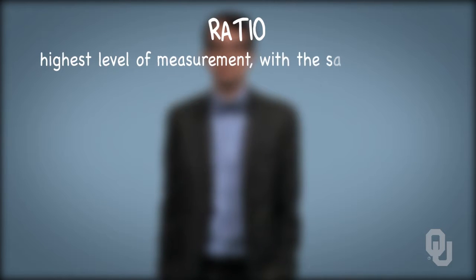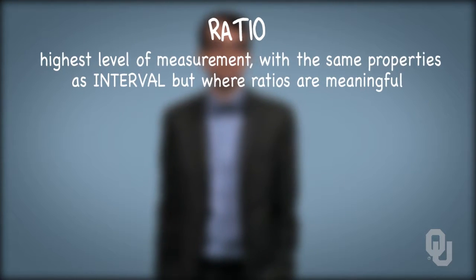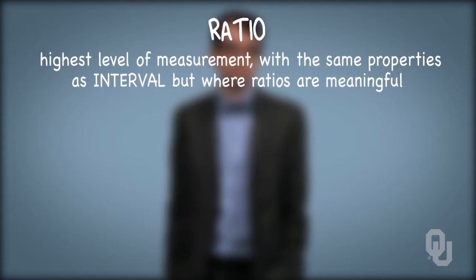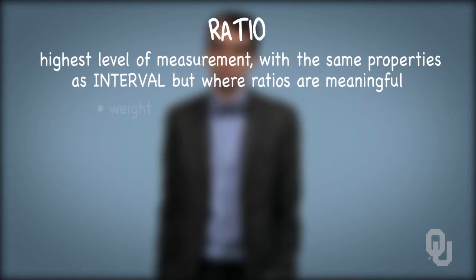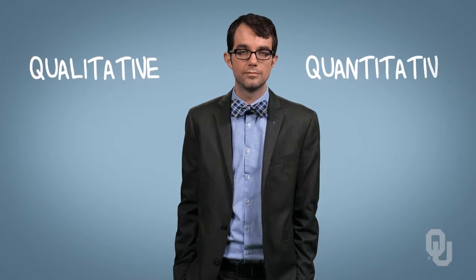The ratio scale is the highest level of measurement, with the same properties as interval, but where ratios are meaningful. Also, the 0 point implies the absence of the value that we're interested in. Most anything we as engineers measure will be on a ratio scale: weight, height, length, volume, time, distance, and so on. Broadly speaking, variables fall into 2 categories: qualitative and quantitative.